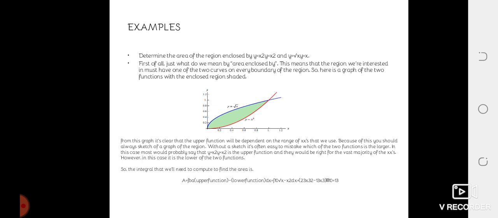Next, examples. Determine the area of the region enclosed by y equals x squared and y equals square root of x. First of all, just what do we mean by area enclosed by? This means that the region we're interested in must have one of the two curves on every boundary of the region. So here is a graph of the two functions with the enclosed region shaded.